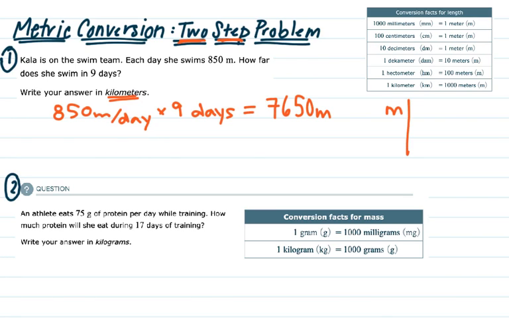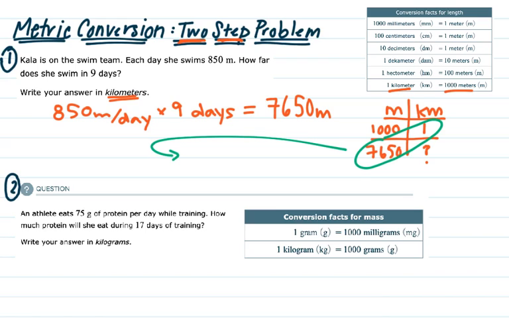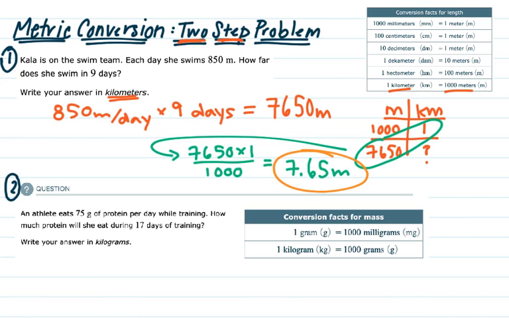So again, if we're going to convert meters to kilometers, we look at the relationship. 1 kilometer is 1,000 meters. So 1,000 meters is 1 kilometer. We know we have 7,650 meters, and we want to know how many kilometers. So we cross multiply. Let's go over here. We can say 7,650 times 1 divided by 1,000, and we get that 7.65 meters in the 9 days. Okay, next question.